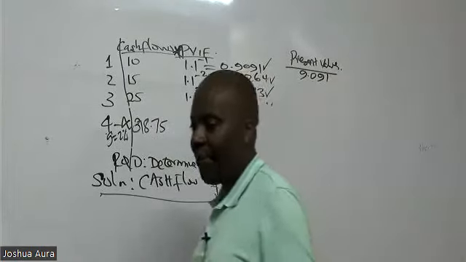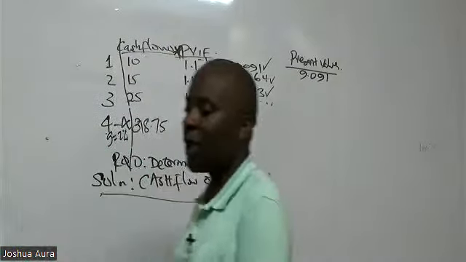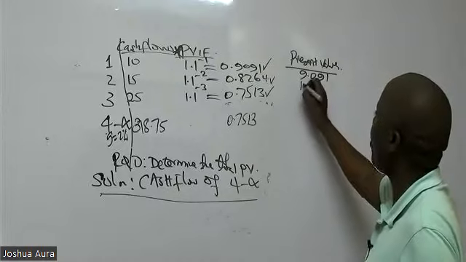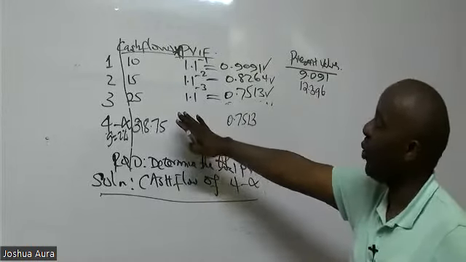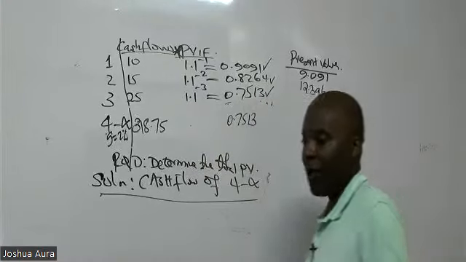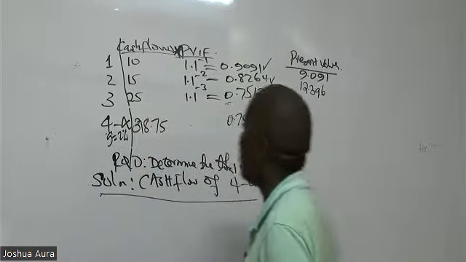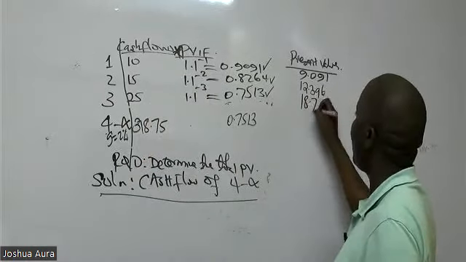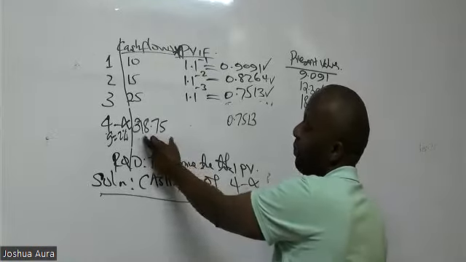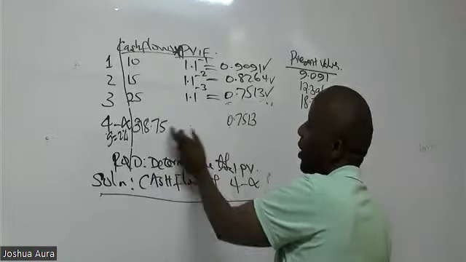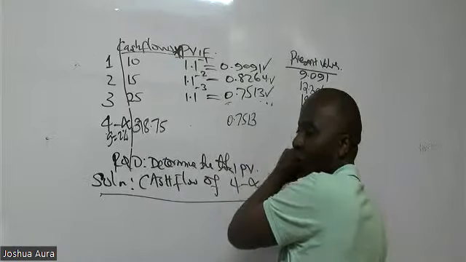And then the second one will be 15 times this. Please ensure you're asking questions without fearing. 12.396. Thank you very much. And then we have year 3, which is 25 times this, 18.783. And then lastly, we have now this 318.75 times this 0.7513. What figure are we getting there?